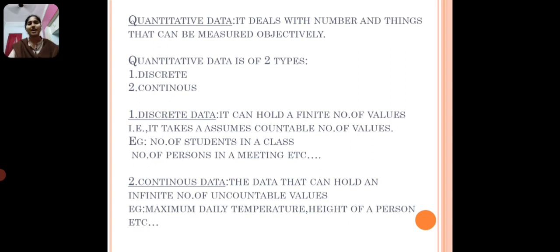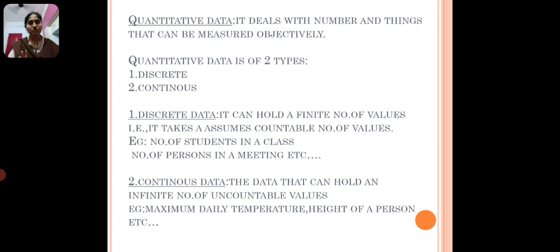Discrete data is data which can hold a finite number of values. It assumes a countable number of values. For example, the number of students in a class, the number of persons in a meeting, or the number of birds flying in the sky. We can count all these values, so this is discrete data. And what is continuous data? Continuous data is data that can hold an infinite number of uncountable values. For example, the maximum daily temperature and the height of a person, which we can't count, but we can perform calculations on. So it is continuous data.